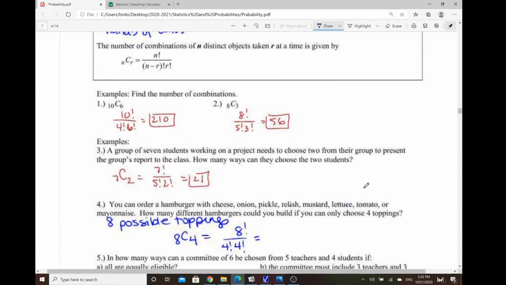Okay, so now let's look at some of the problems here. Find the number of combinations. n choose r, so 10 choose 6. So we have 10 factorial over 4 factorial and then 6 factorial. The reason we end up with 4 is because that's n minus r, so 10 minus 6 quantity factorial, so it's 4 factorial. So I try to expand it, try to reduce, and then you'll get 210.